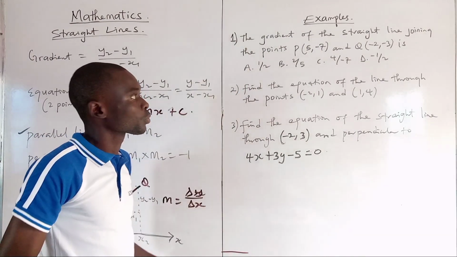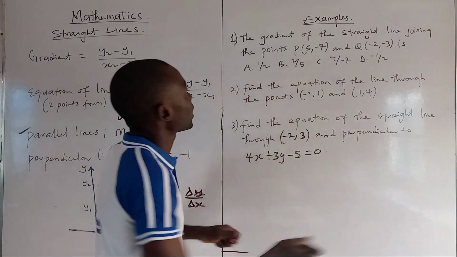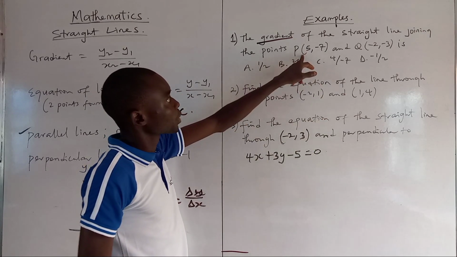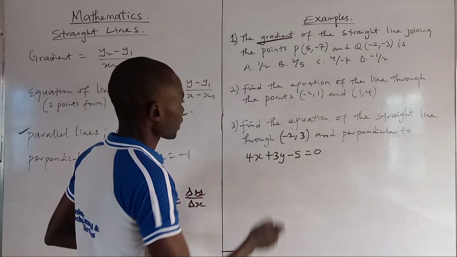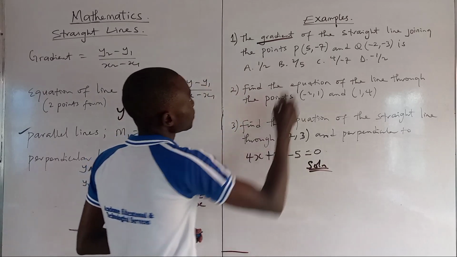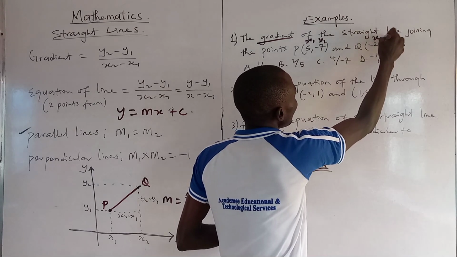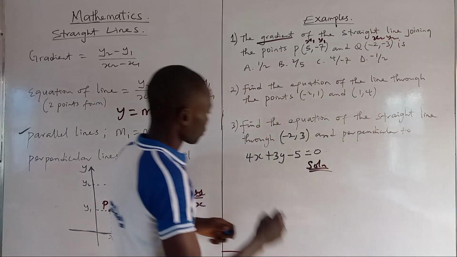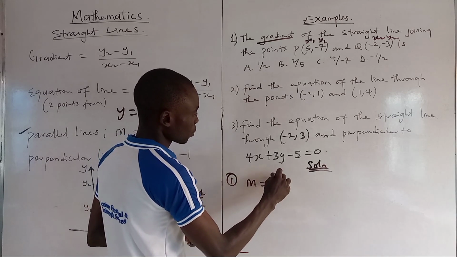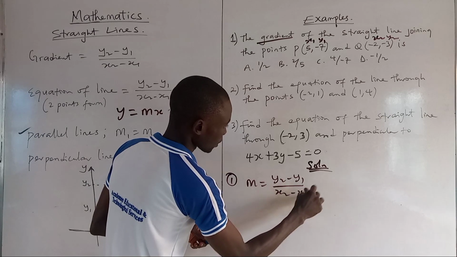We have 3 examples to cover what we have discussed here. The first one, we have to find the gradient of the straight line that is joining the points P and Q. So if we take a look at that, our point P will form (x1, y1), while point Q will form (x2, y2). So picking the gradient now for number 1, m equals y2 minus y1 over x2 minus x1.